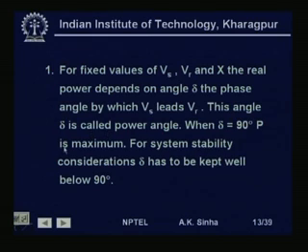So, when delta is equal to 90 degrees, P is maximum, that is, the maximum power that can be transmitted. For system stability considerations, delta is generally kept much smaller than 90 degrees. It is normally worked in the range of 20 to 30 degrees only, because any sudden large disturbance can make the system unstable if we work very near to 90 degrees.